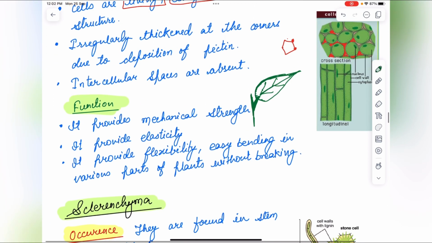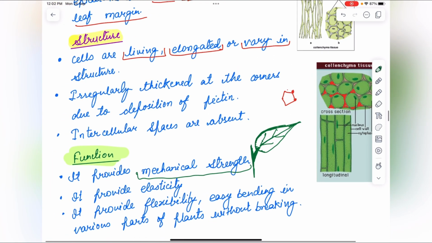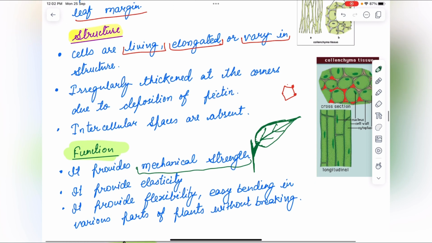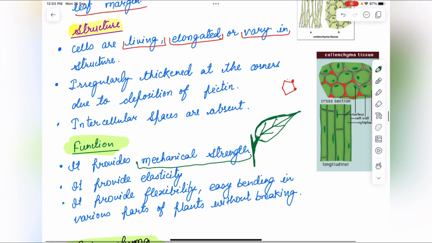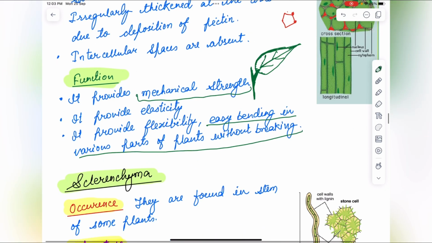Now we'll see the function. It provides mechanical strength. See, it is present in the stem, leaf stalk and leaf margin. So what it has to do, it has to give support or strength, and it will provide elasticity. Because of the elasticity, if that elasticity is not present, then it may break. It can move, and it provides flexibility, easy bending in various parts of plants without breaking. So next is sclerenchyma.